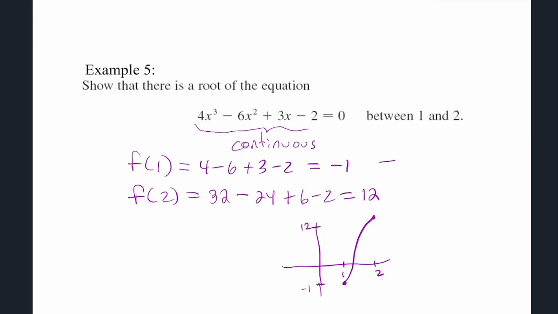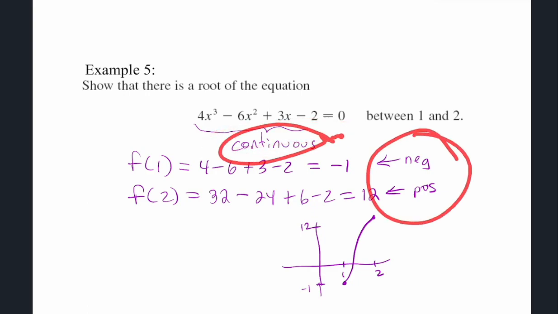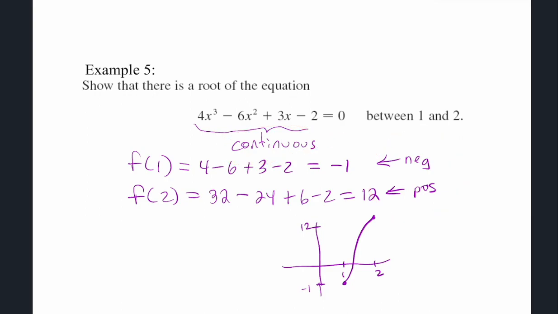So since this was negative, and since this was positive, combined with the fact that my function is continuous, means I had to cross over 0, which is a root. So there's a root there.